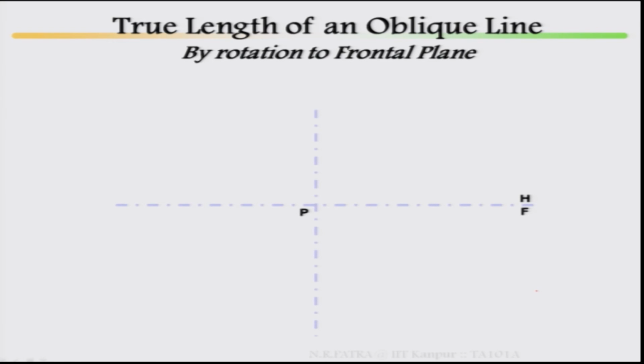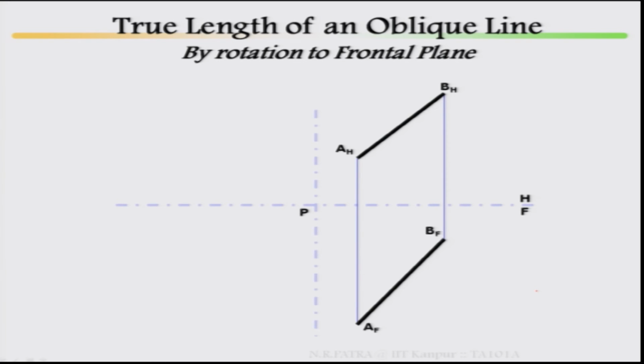I make it a horizontal plane, frontal plane, and draw a line AH BH in the top view, then similarly line AF and BF in the front view. So, by means of rotation in the frontal plane, you take the rotation in the top view, then make the line. Why do I rotate it? Once you rotate it, this line is supposed to be parallel to one of your principal planes.